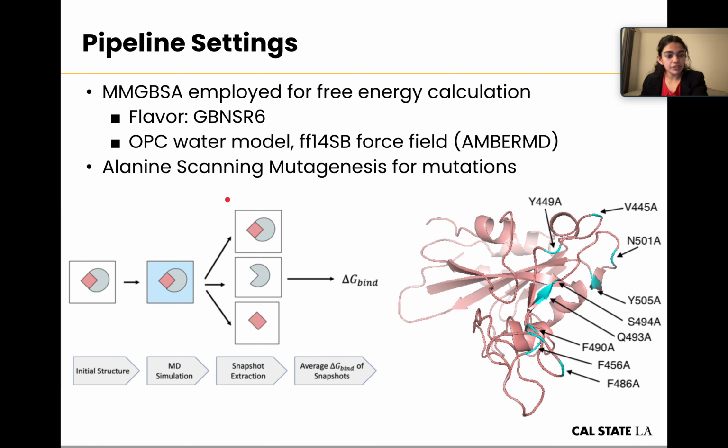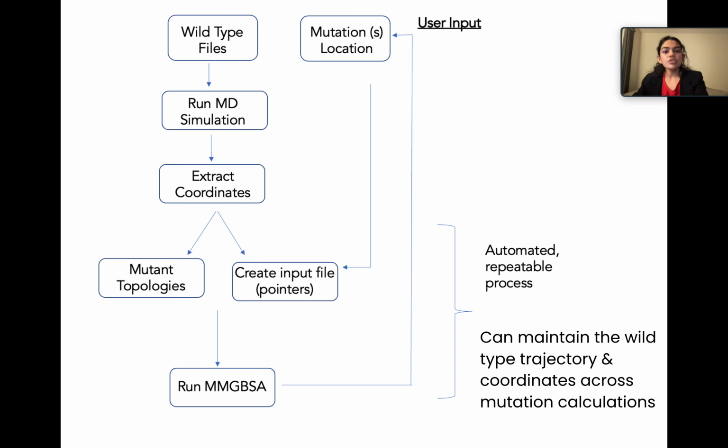On the bottom right of the screen here, I've shown the residues that we've selected for study so far. These residues are all part of the receptor binding domain of the virus and are also involved in hydrogen bonding for SARS-CoV-2. So on the next slide, we have here the actual flow of the pipeline.